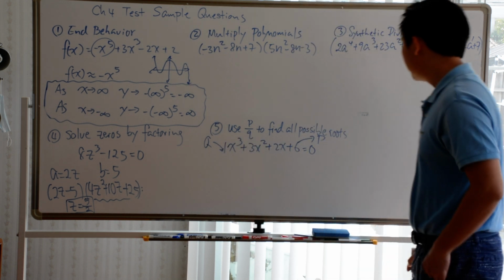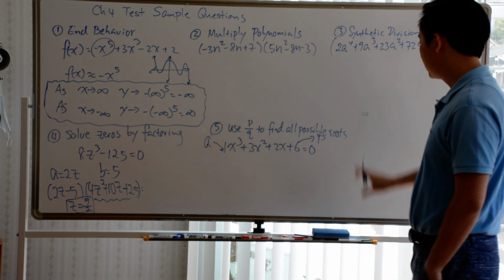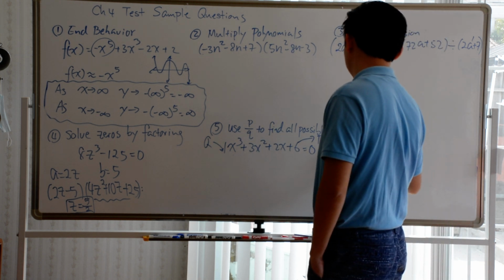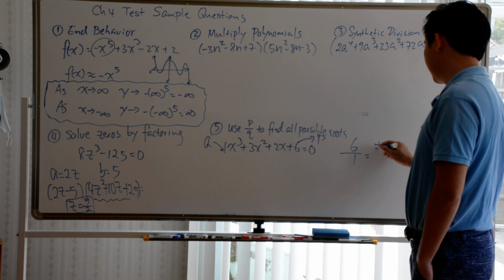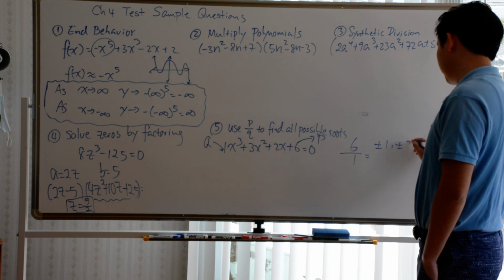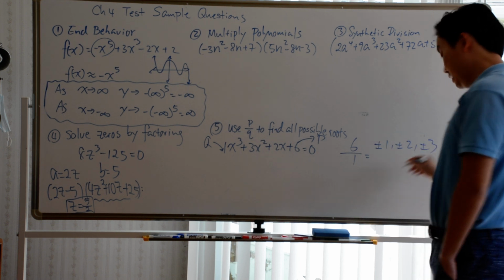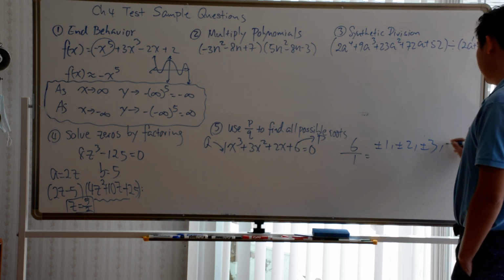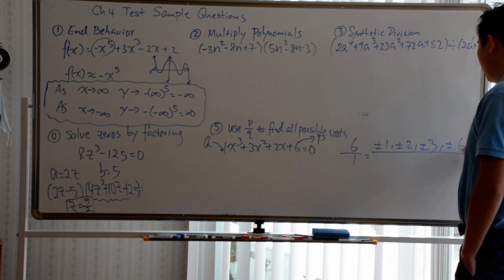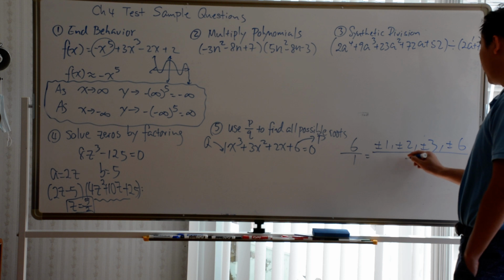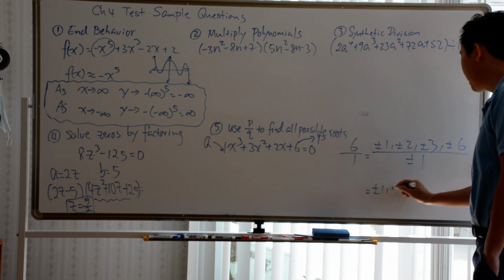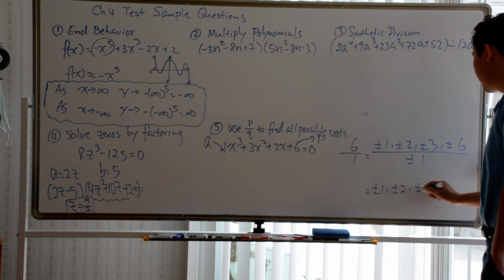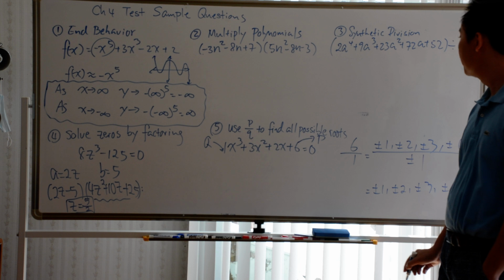So we just want to find the possible factors of 6 over 1. The possible factors of 6 are plus minus 1, plus minus 2, plus minus 3, and plus minus 6, all over the possible factors of 1, which is plus minus 1. There are so many possibilities here, so you want to perform synthetic division, then guess and check, and find out which one is going to work.